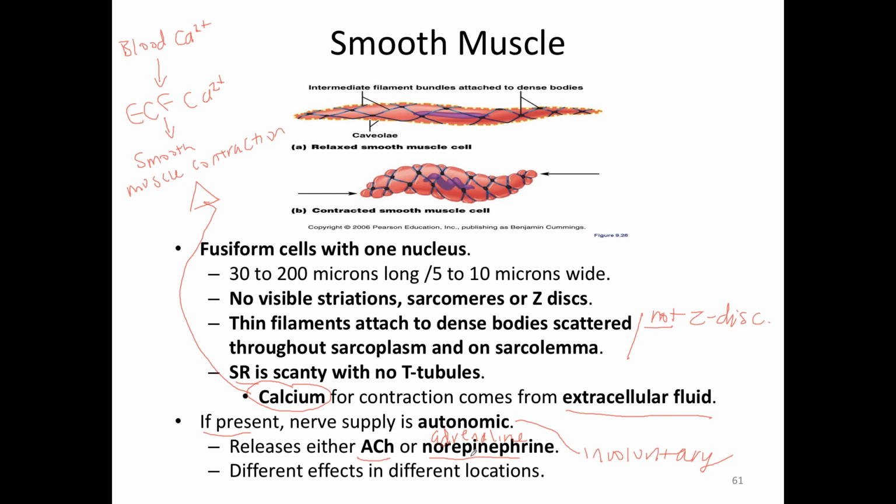So when we get to the autonomic nervous system, you'll learn more about that. But this is as much information as you need for now. So because there's two neurotransmitters that can act on this muscle, you get different effects in different locations. So for example, acetylcholine constricts your pupils because your pupils are controlled by smooth muscle, whereas adrenaline dilates them to let more light in to prepare you for action.